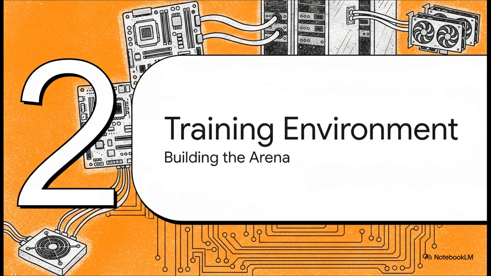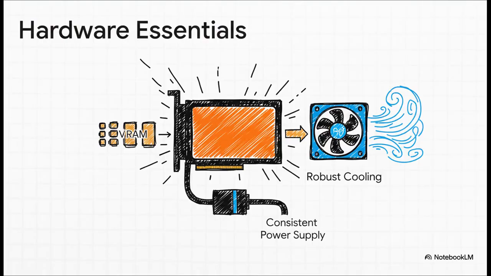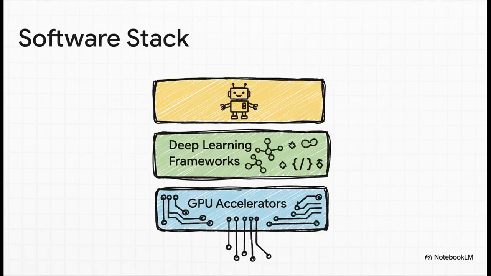All right, let's dig into that first pillar, the training environment. Before a single bit of learning can happen, we have to build that arena. And the foundation of any good arena is the hardware. Look, training these huge models is an insanely demanding job. You need some serious firepower, like NVIDIA's A100 GPUs or Google's TPUs. But it's not just about the raw processing speed. You also need a ton of VRAM, that's the GPU's own memory, to even load the model and your data. And seriously, don't forget about cooling and power. These things run hot.